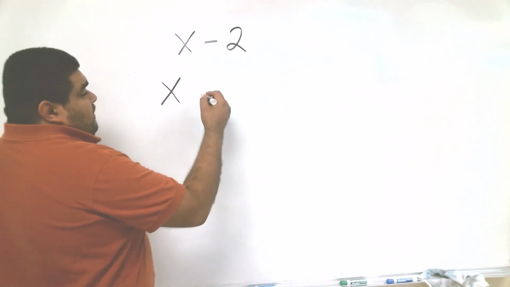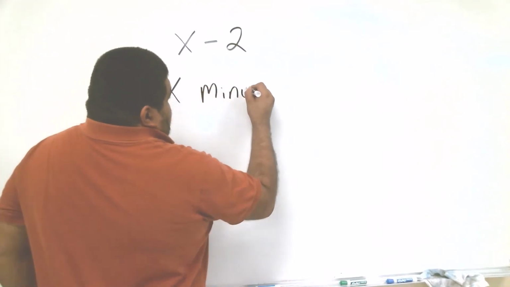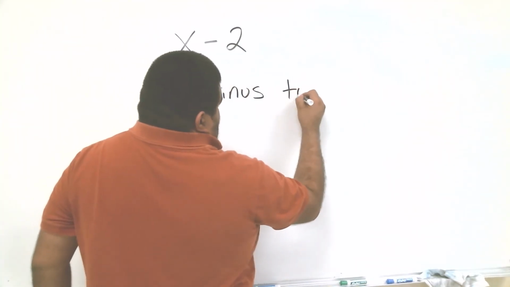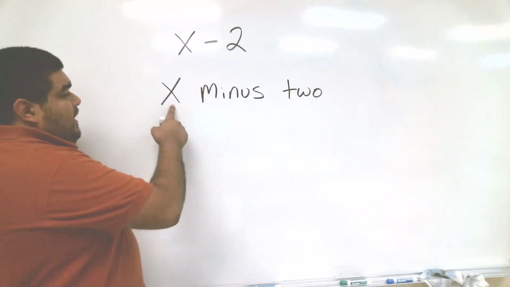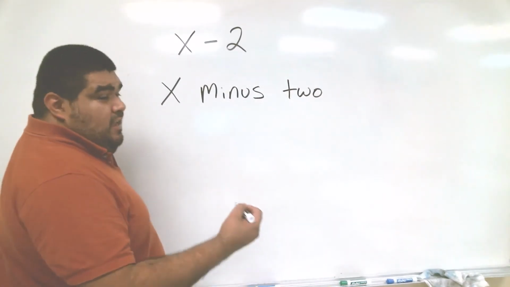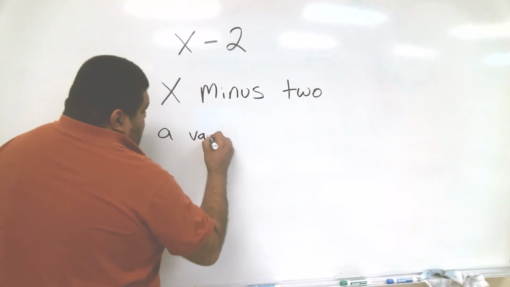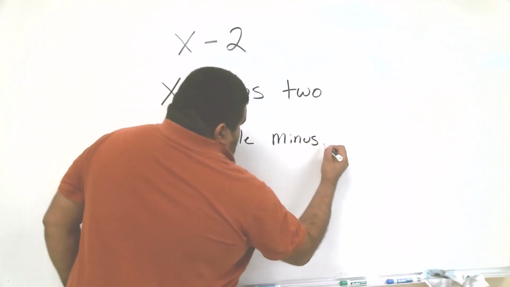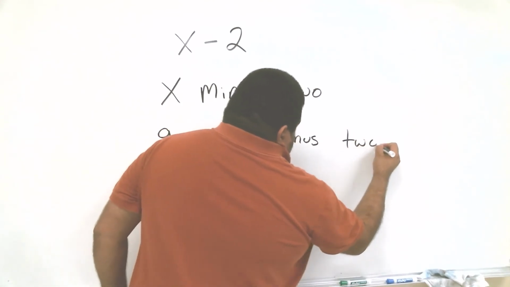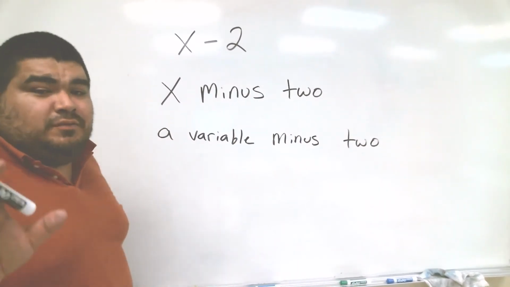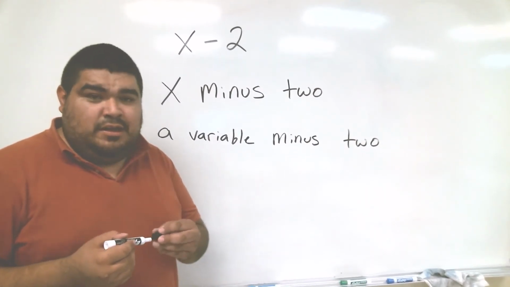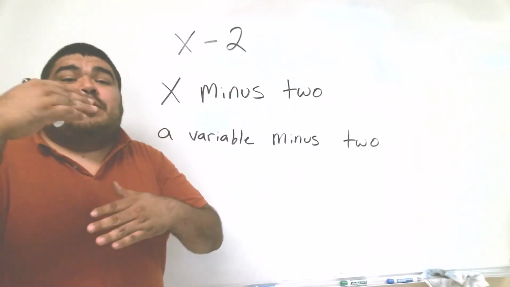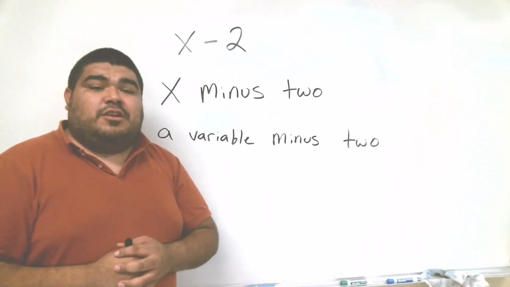We're going to use the easy one, the first one, which is minus. So x minus 2. The word 2. We can also say a variable minus 2. Whichever one is fine. You can use either one. Now we're going to do the opposite. Now we're going to turn a word problem into an equation. Let's get started on that one.